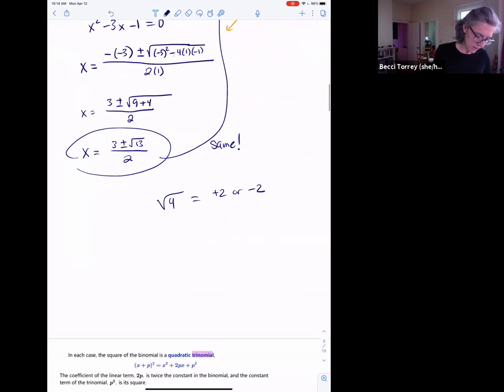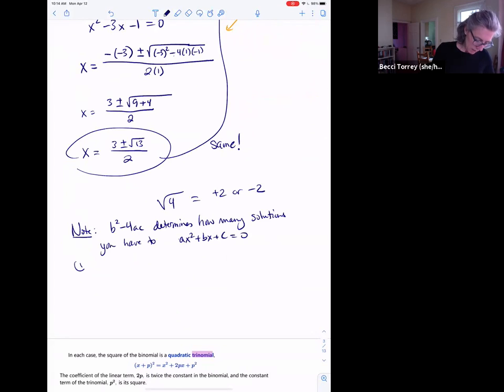Maybe let's just write that down. So note, b squared minus 4ac, this number determines how many solutions you have to the quadratic equation ax squared plus bx plus c equals 0. Namely, if b squared minus 4ac is positive, we have 2 solutions. Just like in this example that we just saw.